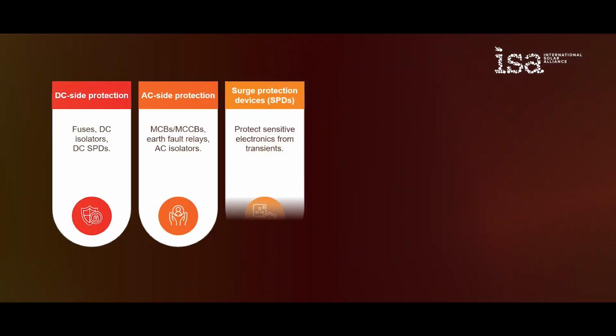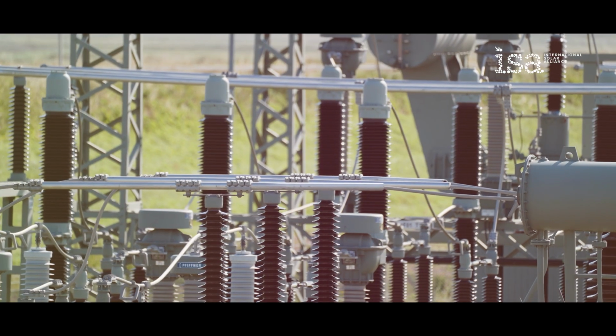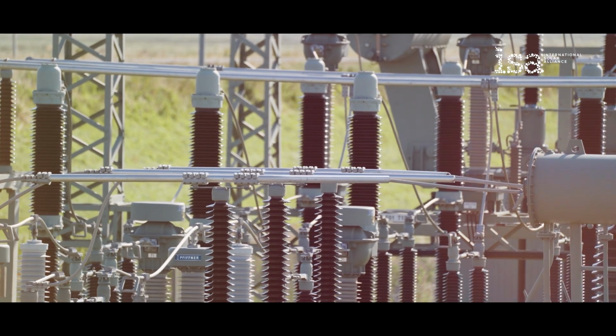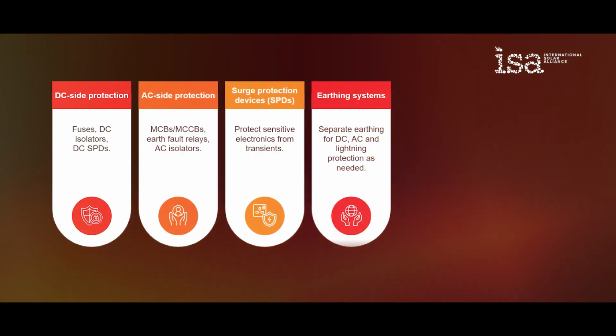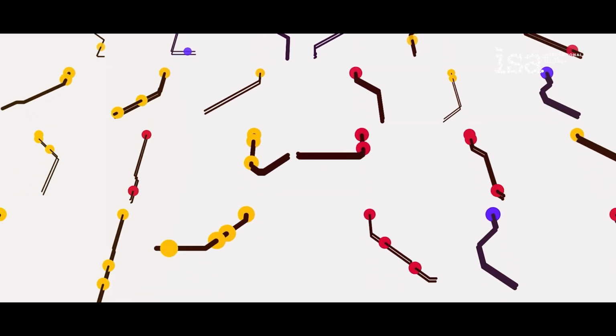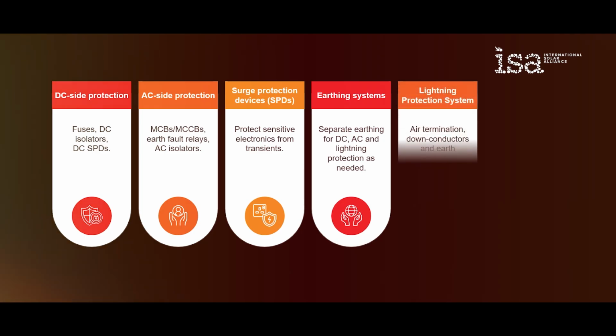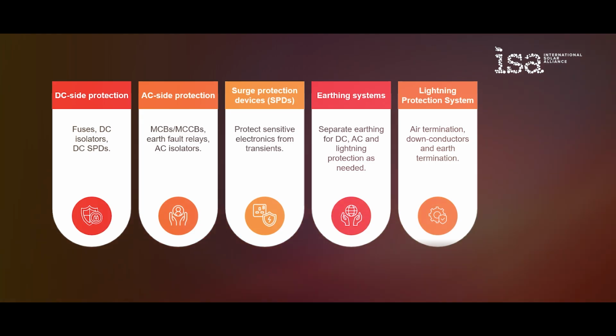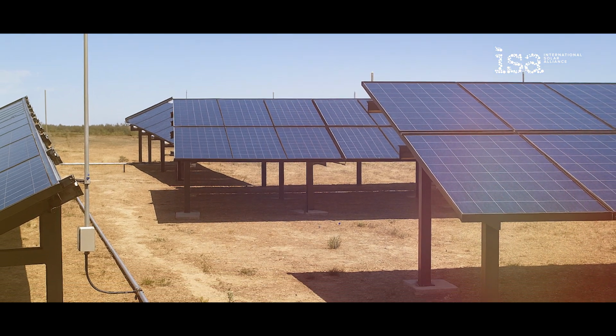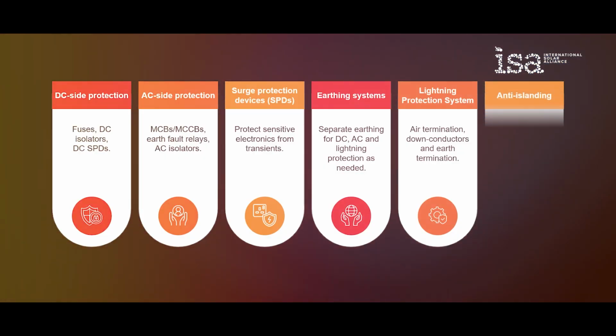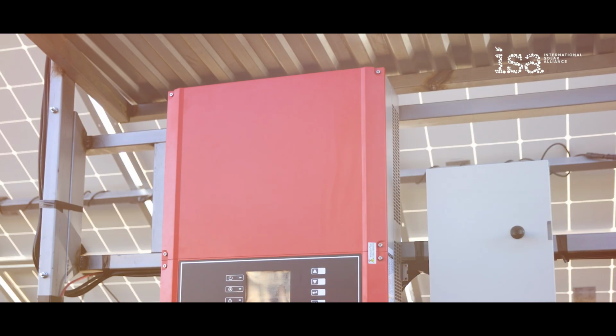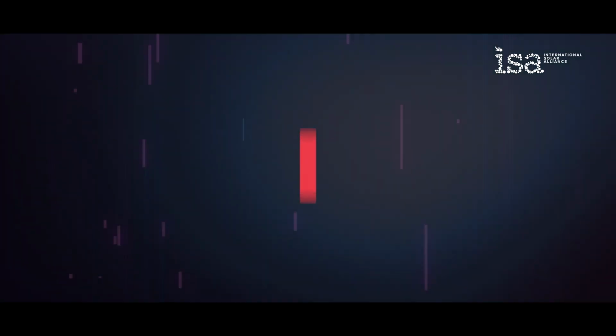Surge protection devices, SPDs, protect sensitive electronics from transients. Earthing systems: separate earthing for DC, AC, and lightning protection as needed. Lightning protection system, LPS: air termination, down conductors, and earth termination. Anti-islanding: inverter functions to cease exporting when grid is lost.